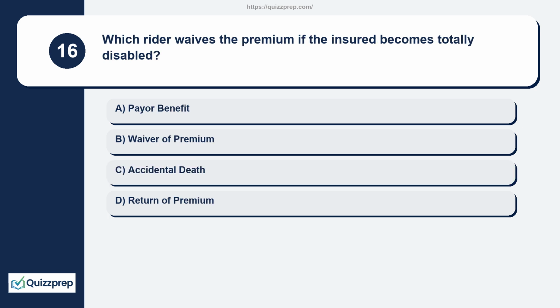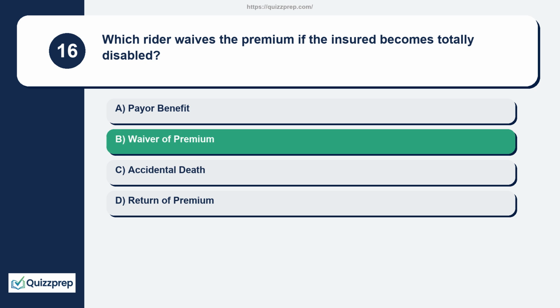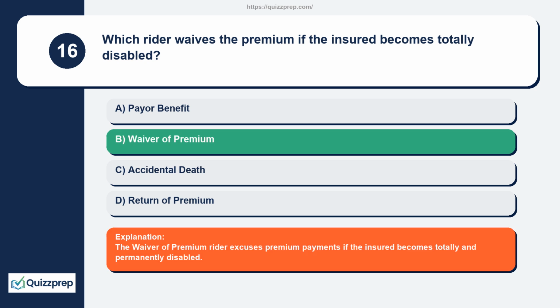Question 16. Which rider waives the premium if the insured becomes totally disabled? Payer benefit, waiver of premium, accidental death, return of premium. The waiver of premium rider excuses premium payments if the insured becomes totally and permanently disabled.